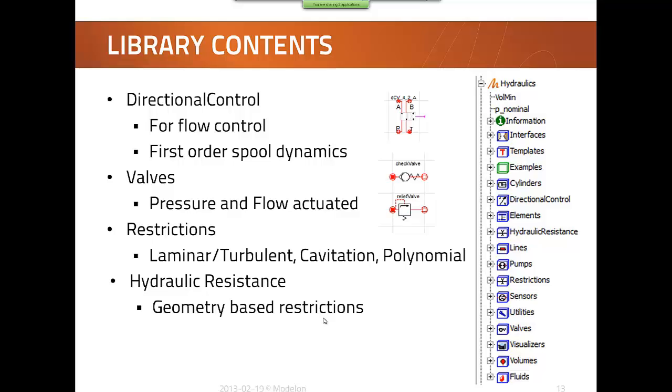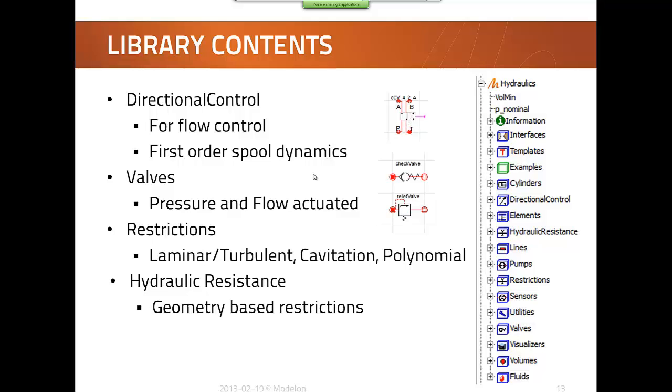So let's just see here. There is also a set of directional control valves for flow control. These are actuated by first-order spool dynamics. So basically, you give an input signal if you want to have it open or closed, and there's a lumped first-order spool dynamics to change the state of the directional control valves.